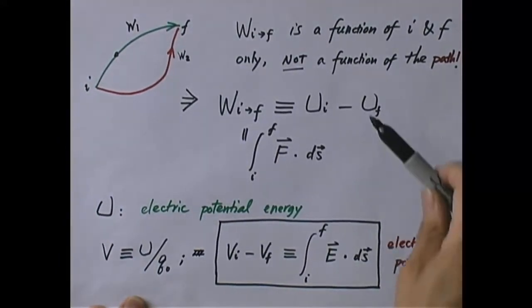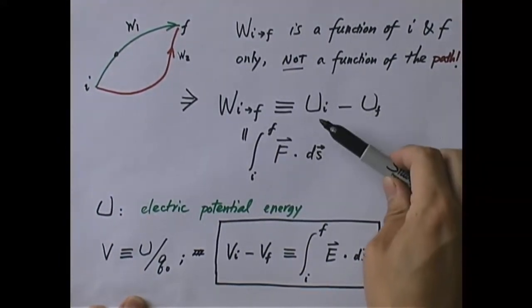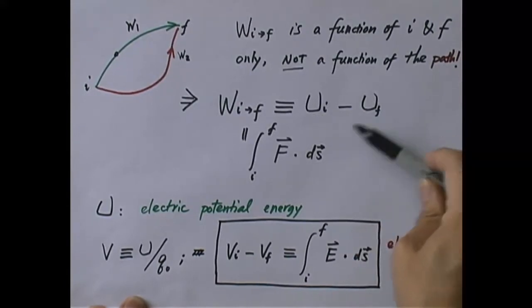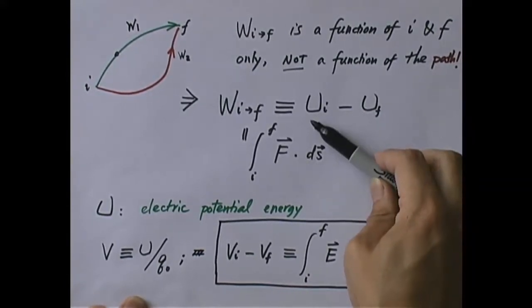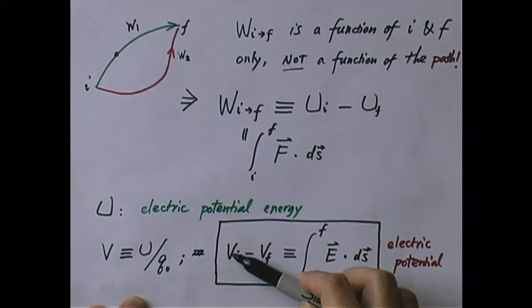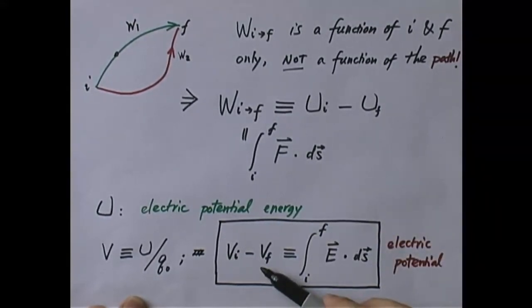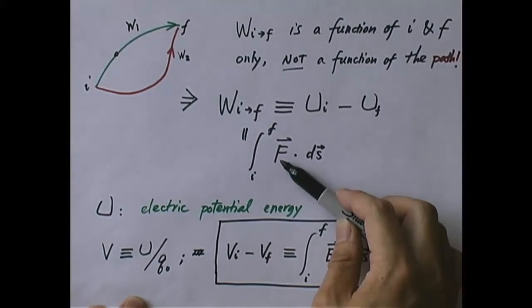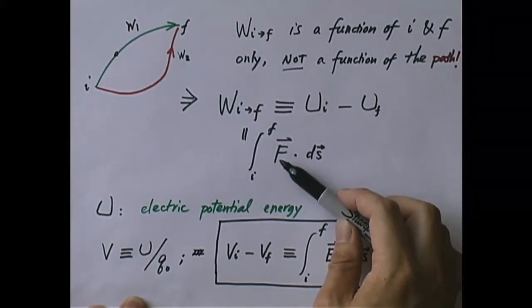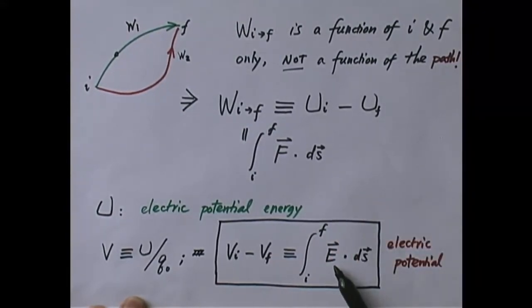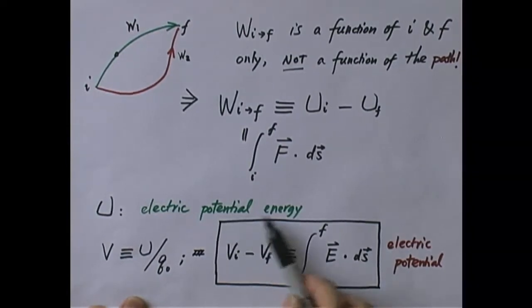So if you take this, you divide every term by Q naught. What do you get here? U initial over Q naught, that's V initial. And U final divided by Q naught, that's V final. And then here you have to take F, the electrostatic force, divided by Q naught, and that, as you know, is the electric field.